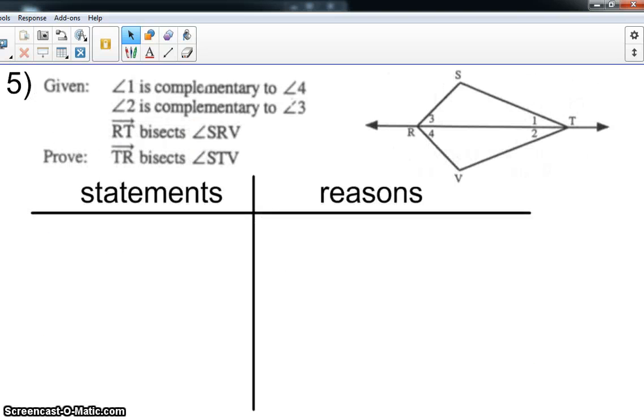I'd like you guys to complete this proof before you come into class tomorrow. And this concludes section 2.4.